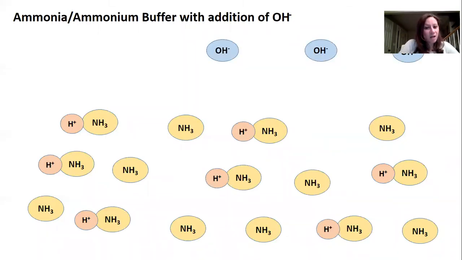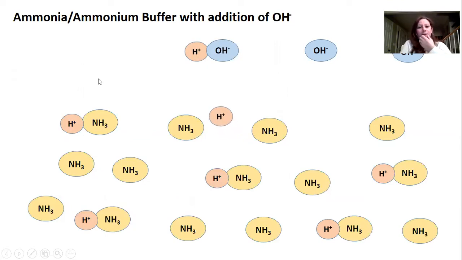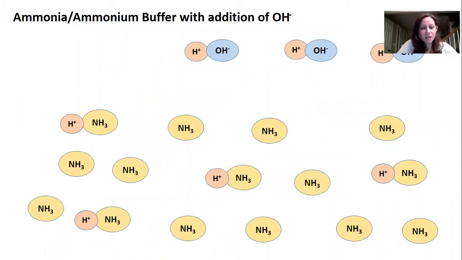Let's say I add some hydroxides to my basic buffer here. Because this is a base, it's going to react with the acidic portion in the buffer. And so those are going to react together. Let's see what happens. The NH4+ gives away its H+ to make water, and then we form ammonia. And here's another one, and here's another one. And so again, it eliminates any excess hydroxides, and so the pH remains about the same.